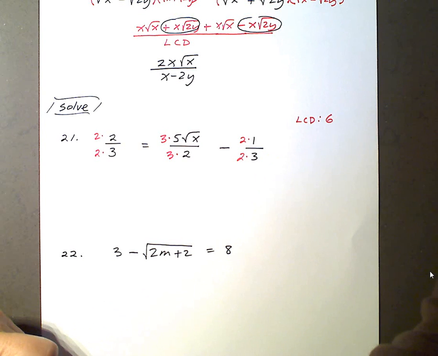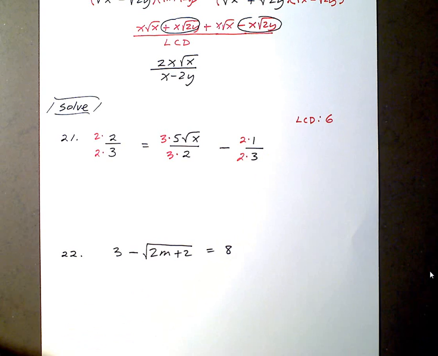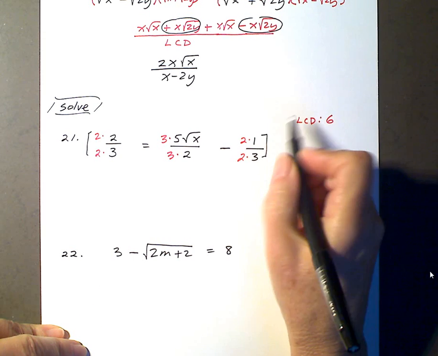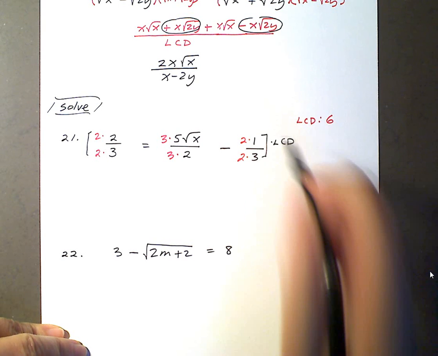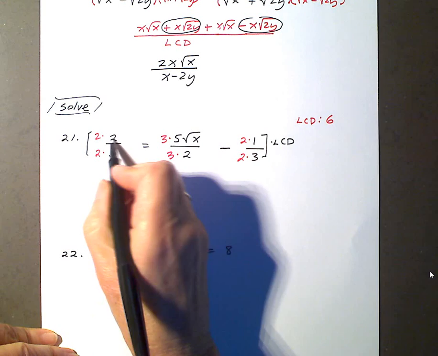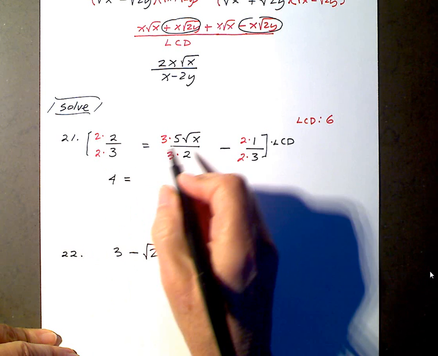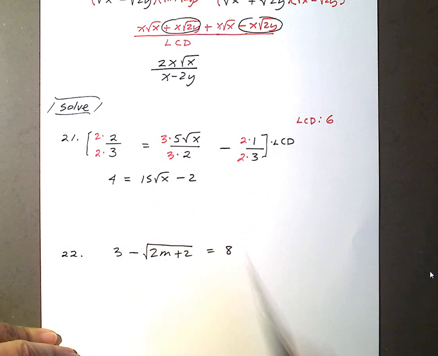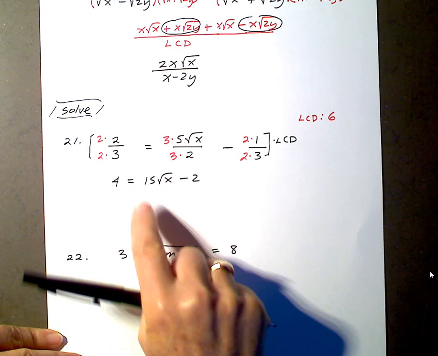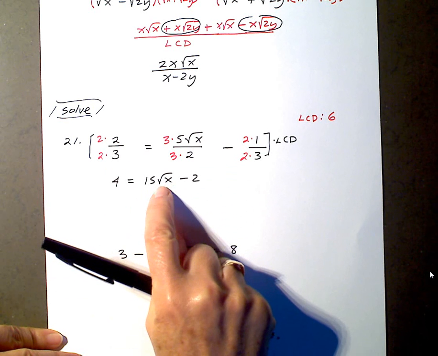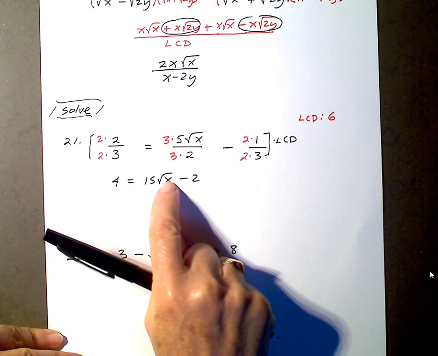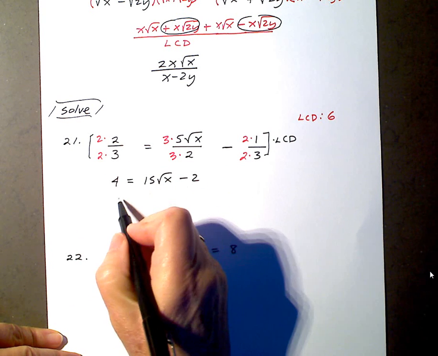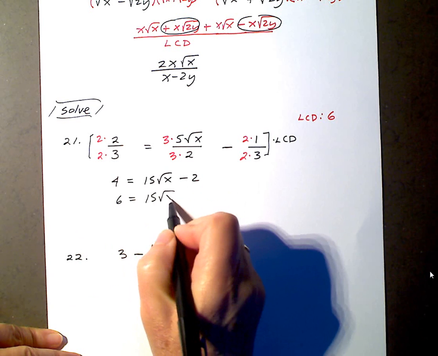So let's just multiply it by the LCD of 6, and I would clear all of those denominators. So I'll just have in the numerator 2 times 2, or 4, is equal to 15 times the square root of x minus 2. So we know that we have to isolate the radical term, because this is a radical equation because there is a variable under the radical. So I'm going to add 2 to both sides. Still trying to isolate this.